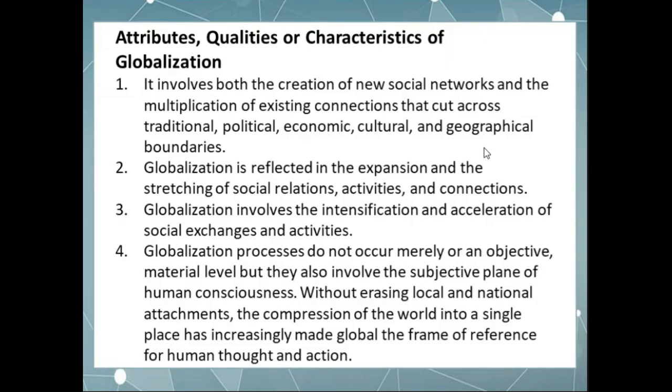And globalization is also reflected in the expansion of the stretching of social relations, activities, and connections. Dito ngayon papasok yung social stretching which is connected to erasing the boundaries between traditional, political, economic, cultural, and geographic boundaries. It is reaching of financial markets around the globe.